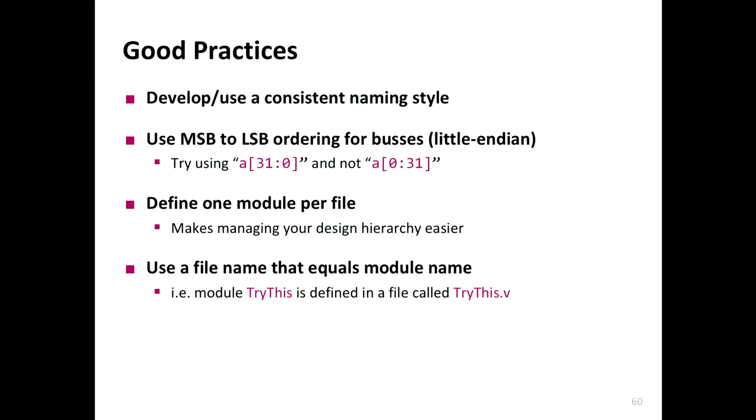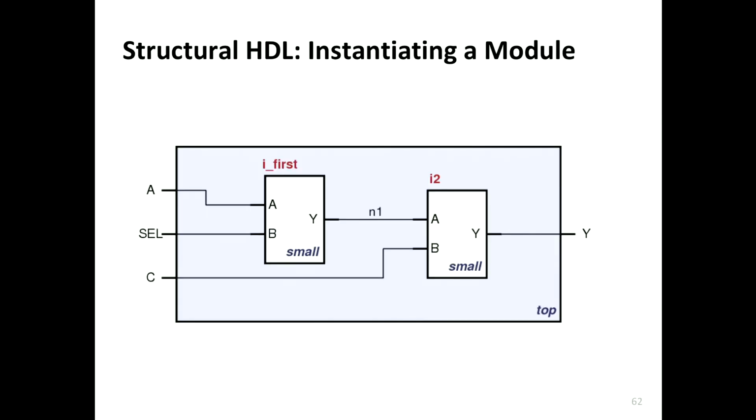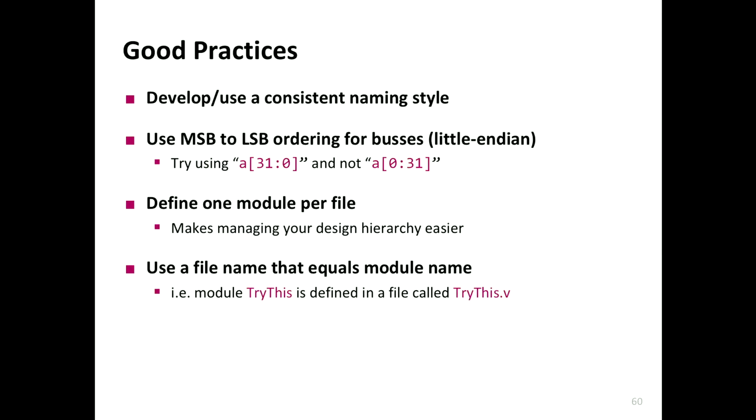Consistent naming style, always use the functionality. So, aha, uhu is allowed, but it's not going to tell anything. So always use a name that is relevant to the functionality. As I said, always try using A31 to 0 and not A0 to 31. It's for maintaining little endian, which is more popular.